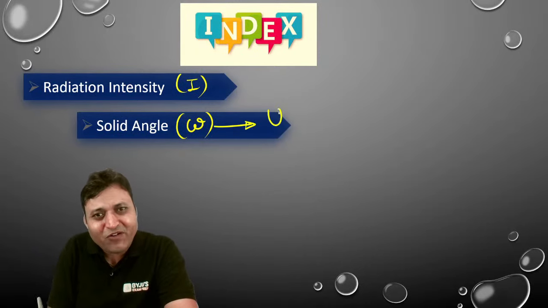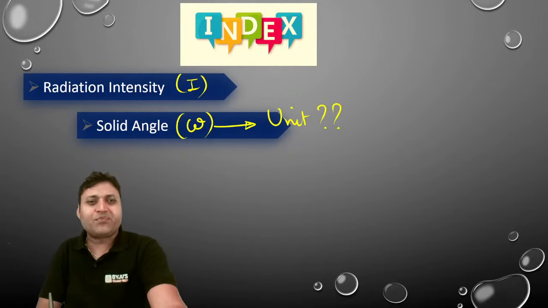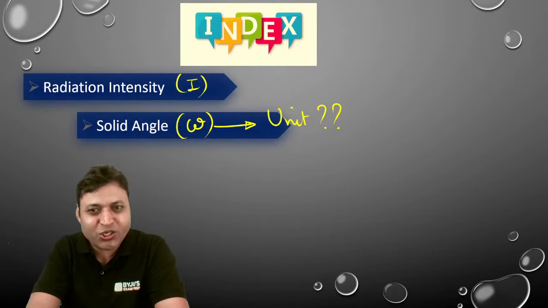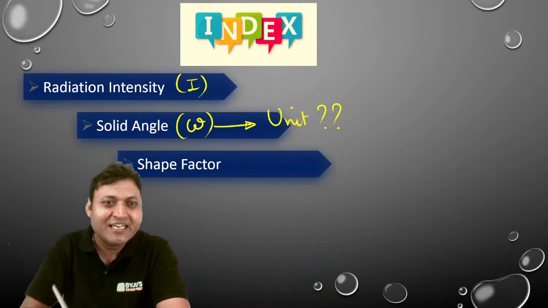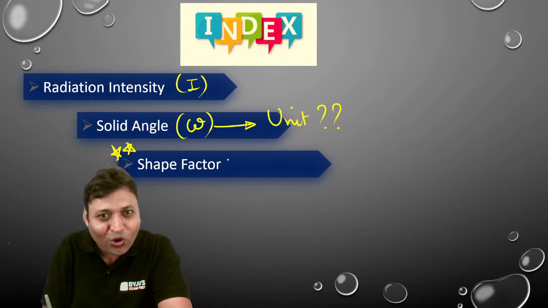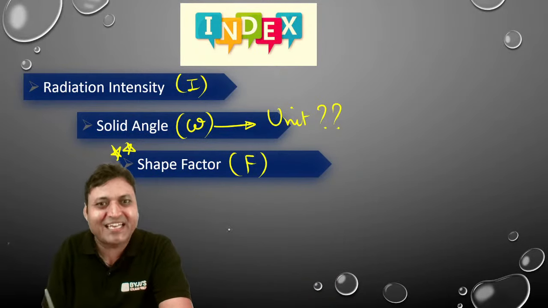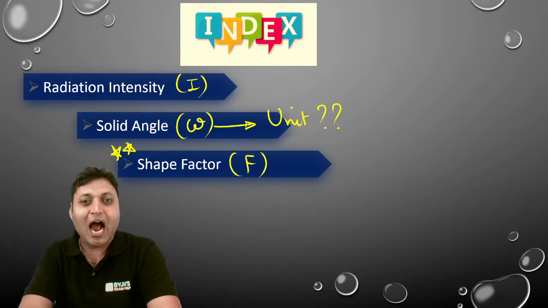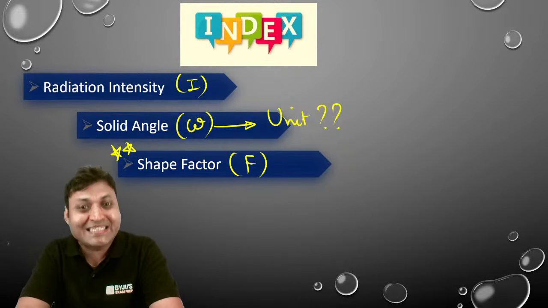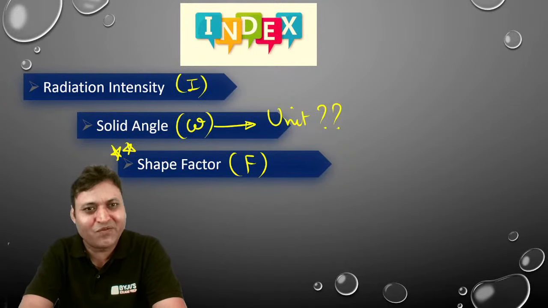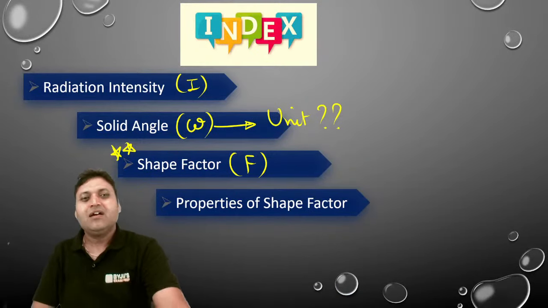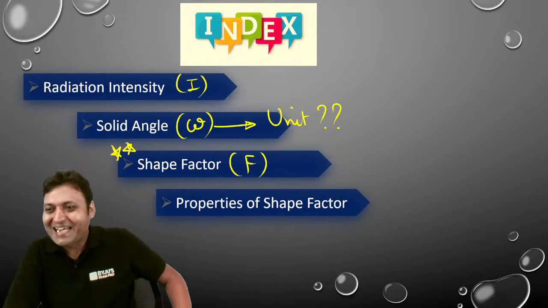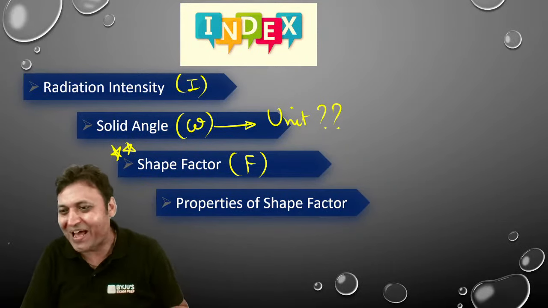Then we will talk about the solid angle, because without understanding the concept of solid angle, you will not be able to understand intensity of radiation. And once you are comfortable with solid angle and intensity of radiation, then we will enter into the most important topic of radiation, that is the shape factor, the definition of the shape factor, the physical significance of the shape factor, how to define it, and what is the need of defining this shape factor. Everything we will talk about the shape factor, and then finally we will be talking about the various properties of shape factor.